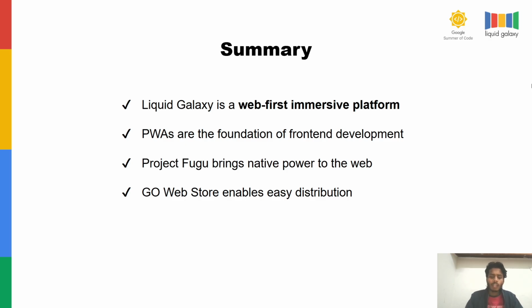Fourth, we looked at the Go Web Store, which enables easy distribution and discovery. The Go Web Store acts as a central app catalog, a community-driven platform, and a clean distribution layer for front-end applications. It removes the complexity of deployment and maintenance, making the ecosystem organized and scalable.